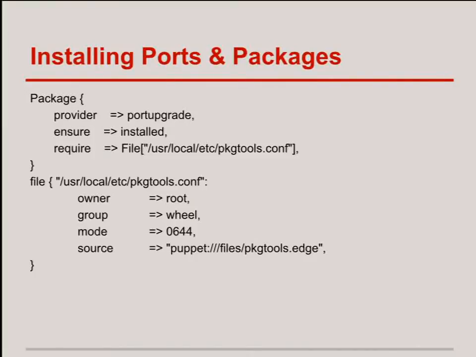Also, the files in our Puppet are named differently, right? We actually have like four different packagetools.conf files based on different roles. So we have packagetools.edge for edge servers, and then that gets named packagetools.conf on the remote system.